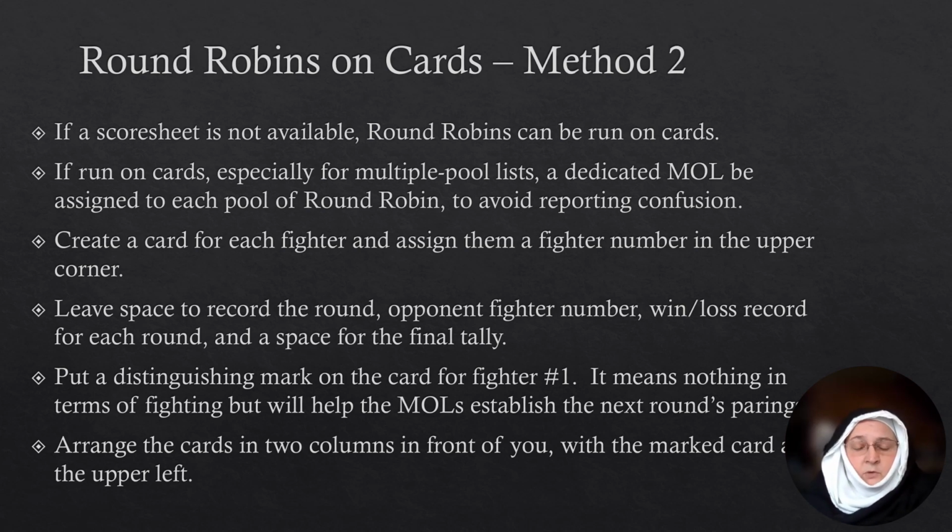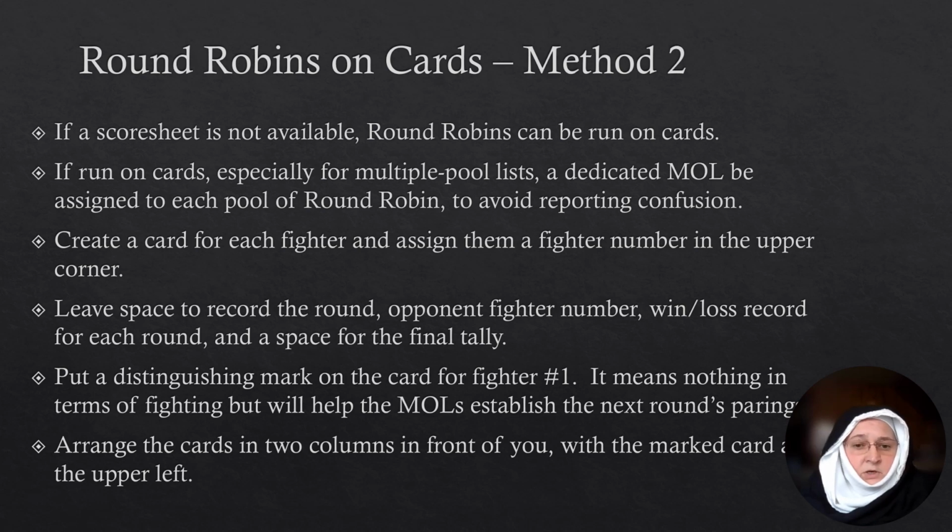Okay, so for your pool of fighters, you'll need to create a card for each one of your fighters and assign them a fighter number in the upper corner. Now, you'll need to leave space to record the round, the opponent fighter number, and the win-loss record for each round, and a space for the final tally whenever it's all done. Now, whoever is fighter number 1, you need to put some sort of distinguishing mark on the card. It means nothing in terms of the fighting or the tournament, but it'll help you as the MOL establish the next rounds of pairings and keep the cards a little straighter.